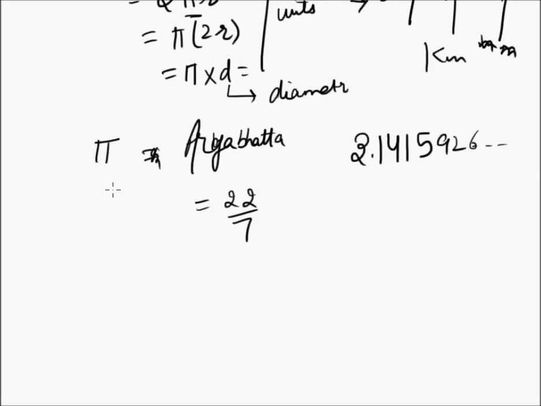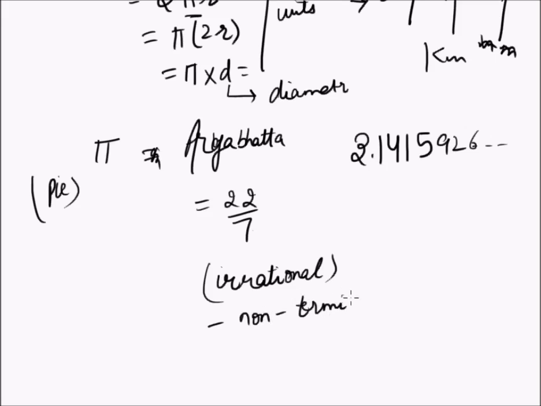Some points regarding this pi are that it is an irrational number. That is, when 22 is divided by 7, we don't have a perfect integer. It is an irrational number. Moreover, it is non-terminating. That is, the expression on dividing this 22/7 never ends, and also it is non-recurring, non-repeating.